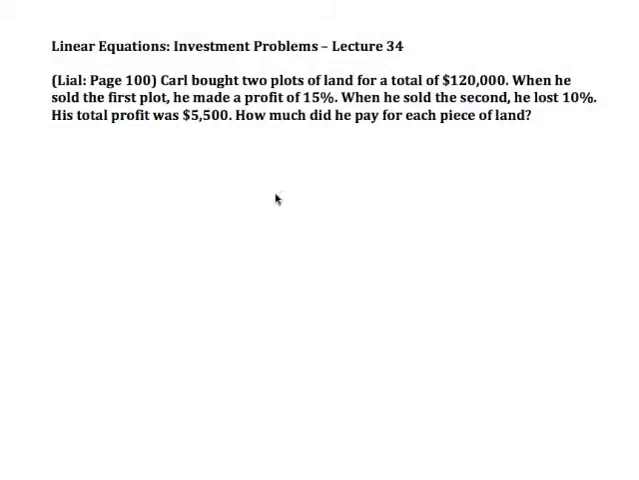Okay, in this lecture we're going to talk about an application of linear equations that involves an investment type of situation. So Carl bought two plots of land, for a total of $120,000. When he sold the first plot, he made a profit of 15%. When he sold the second plot, he lost 10%. His total profit was $5,500, and we're asked to find how much he paid for each piece of land.